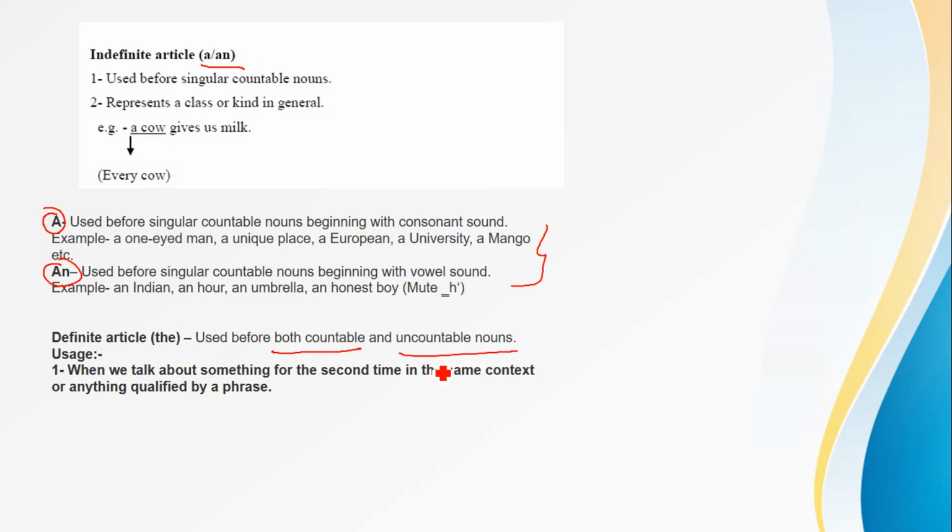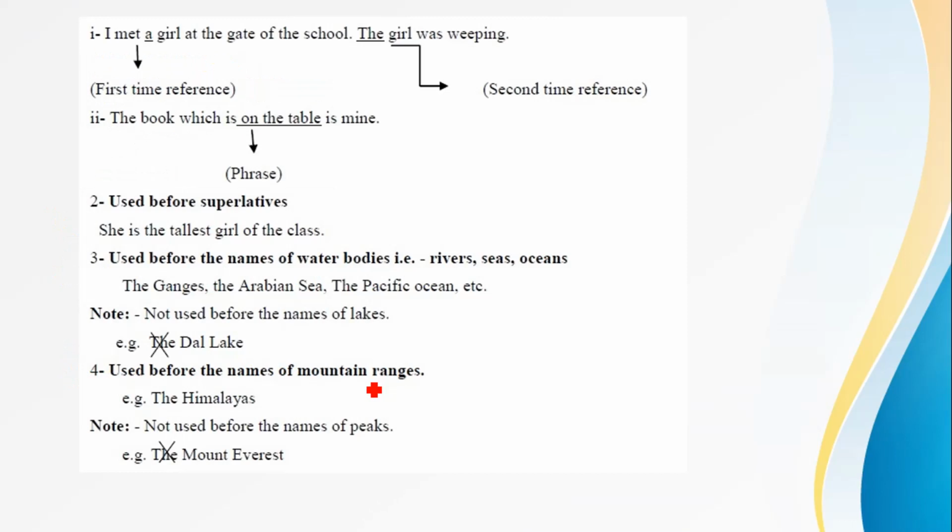Let us understand when we use the, now, in detail. When we talk about something for the second time in the same context, or anything qualified by a phrase, that is: I met a girl at the school gate, the girl was weeping. Now, I met a girl means I am not aware of this girl, or this girl is not known to me.